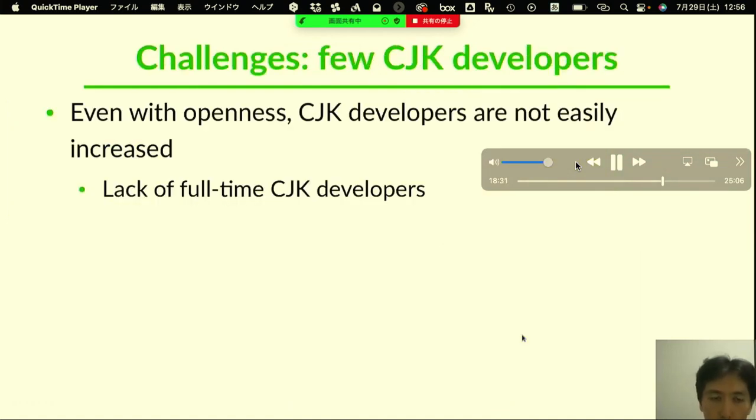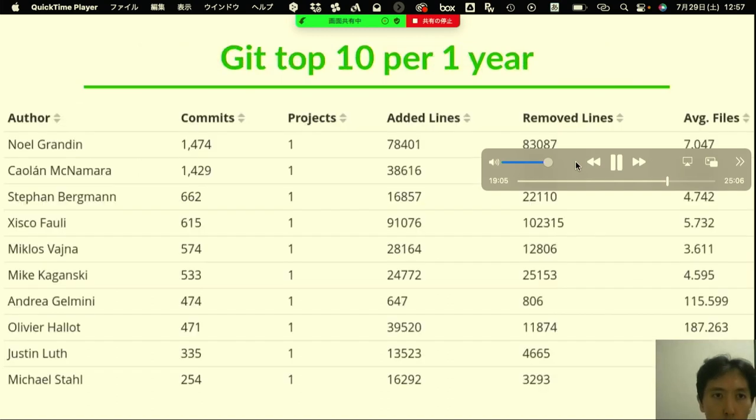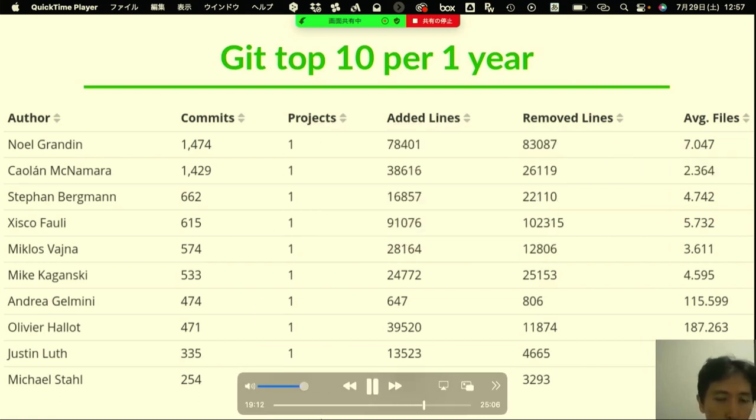And now for the CJK area, it's challenging: few CJK developers. Even with openness, CJK developers are not easy to include. Of course, the most active area of the LibreOffice community is Europe. On the other side, there is a lack of full-time CJK developers. For example, this is the Git top 10 committers. You can check the names. Mostly European people, not CJK language people.